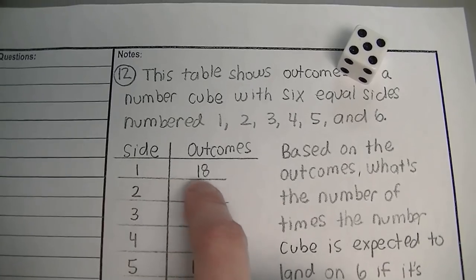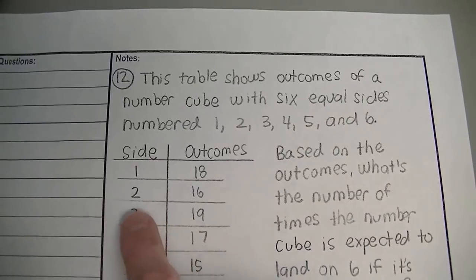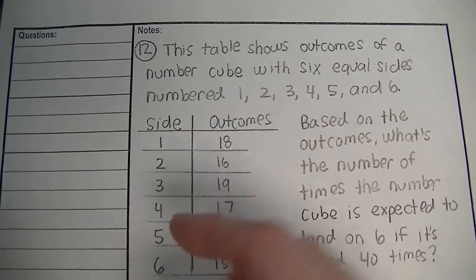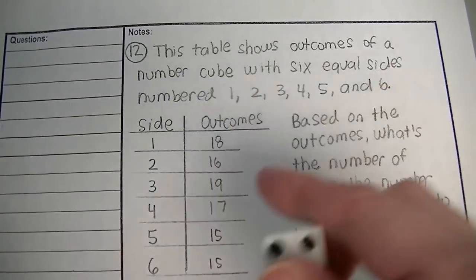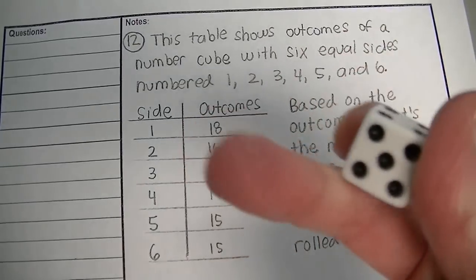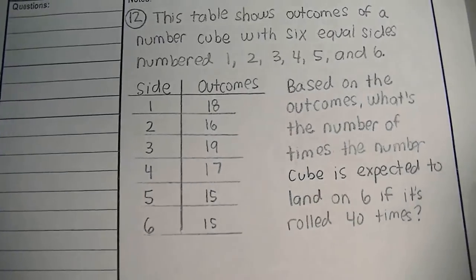Side 1, they landed on side 1 18 times. They landed on side 2 16 times. Side 3, they landed on 19 times. Side 4, they landed on that 17 times. Side 5, they landed on 15 times. Side 6, they landed on it also 15 times.